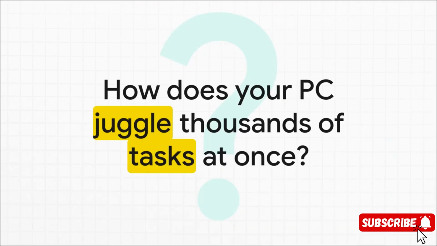I mean, really think about it. Right now, your PC is juggling this video, a web browser, probably checking for updates, and who knows how many other things in the background. It all feels so seamless, right? But underneath, it's just controlled chaos. So how in the world does your computer decide what to do next?